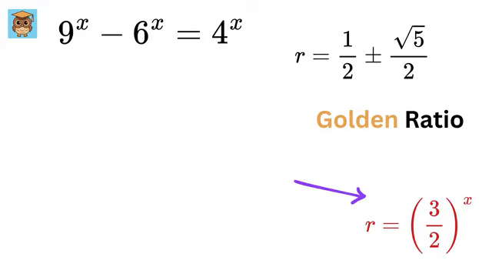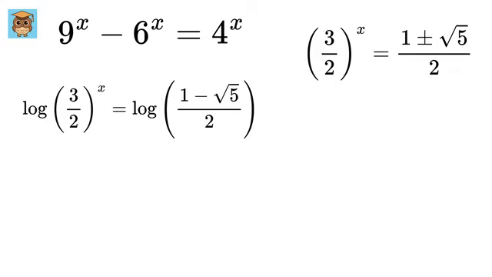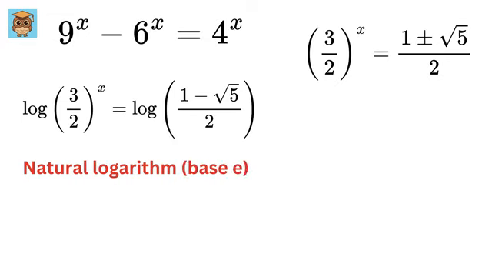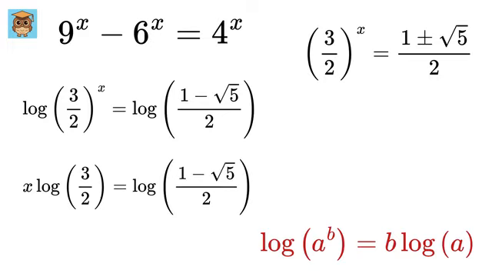Now we can again write 3 by 2 to the x as this and this. First, let us solve for this negative one. Take log on both sides, and note that we will be calling log as natural log, that is with base e. Some people also refer to it as ln. Now use this property of logarithms to get x times log of 3 by 2 equals log of this value.